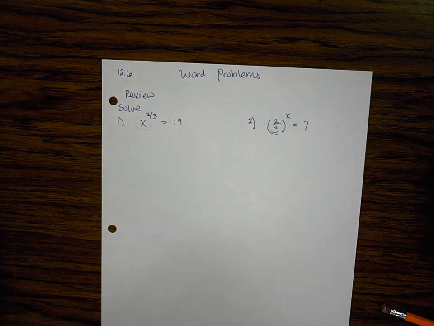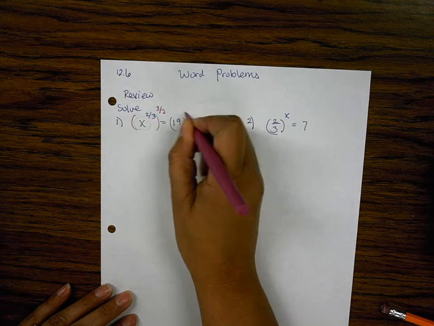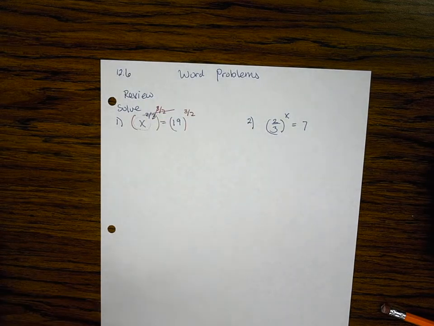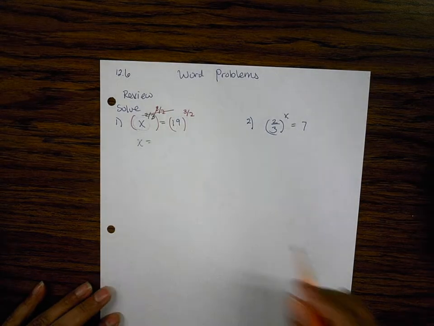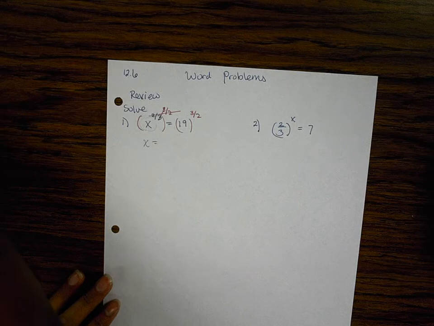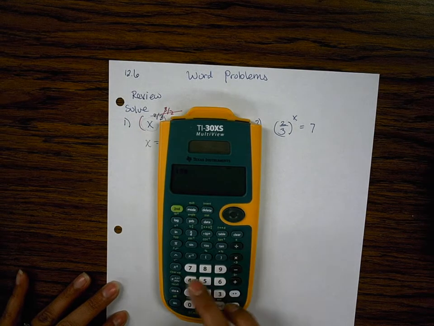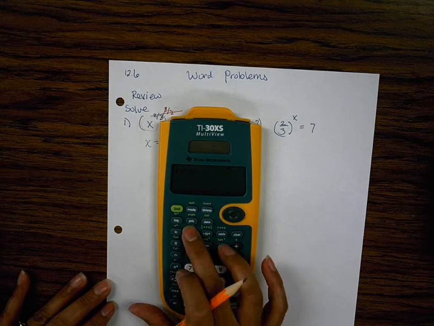When x is the base, you're just trying to get x by itself, so you raise both sides to the reciprocal power. 3/2, 3/2, gone and gone. You will need a calculator, so if you don't have one, hit pause, go and grab it. And you plug in 19 raised to the 3/2 power.